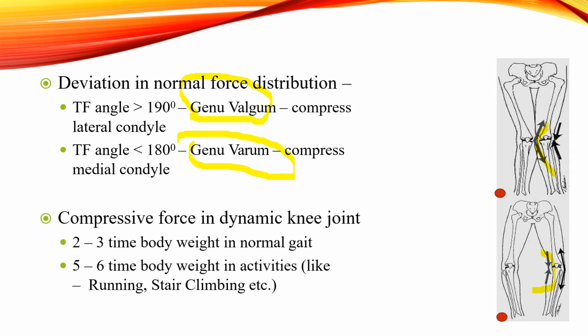What are the compressive forces in the dynamic knee joint? It's 2 to 3 times body weight in normal gait, while in activities like running and stair climbing, it will be 5 to 6 times the body weight. So with this, almost everything is covered.